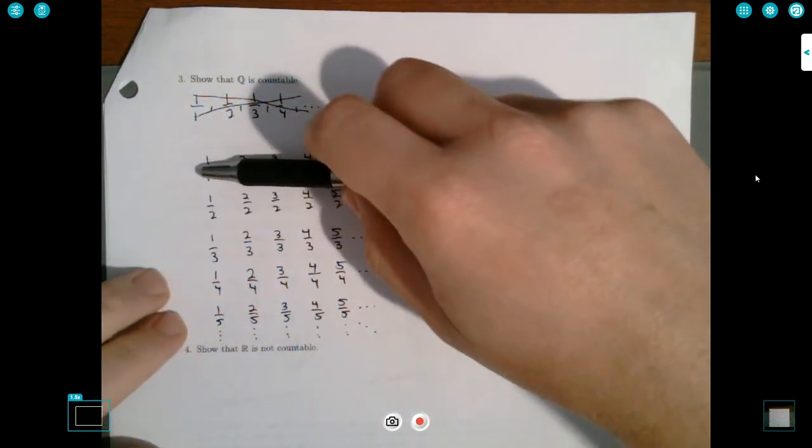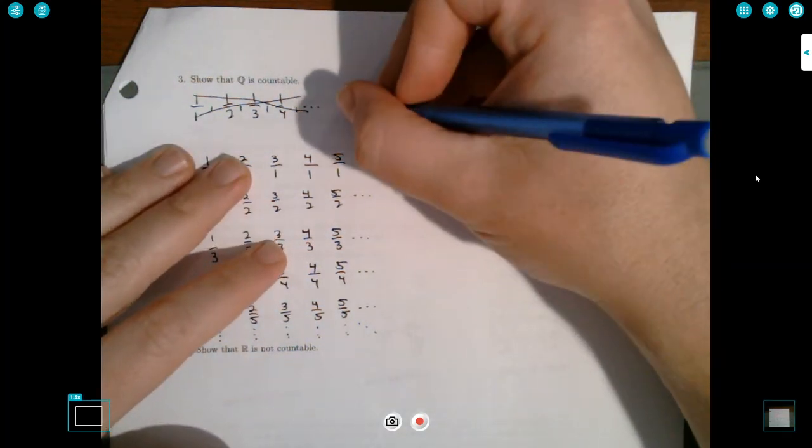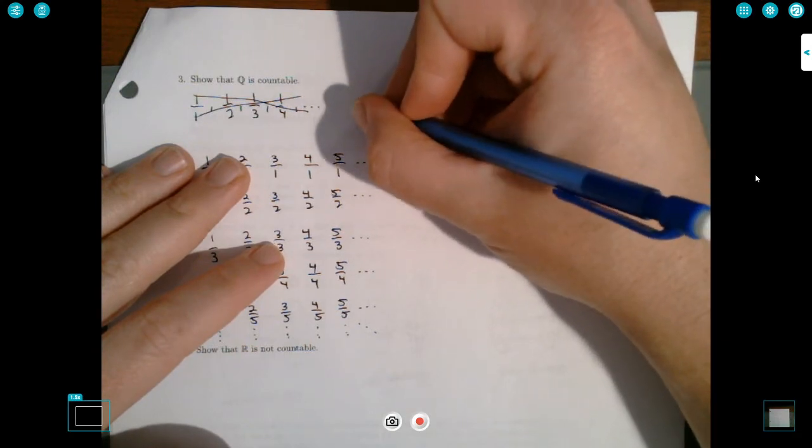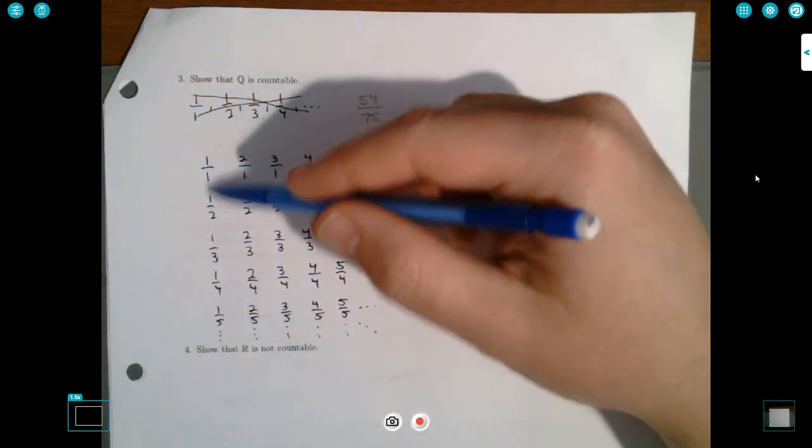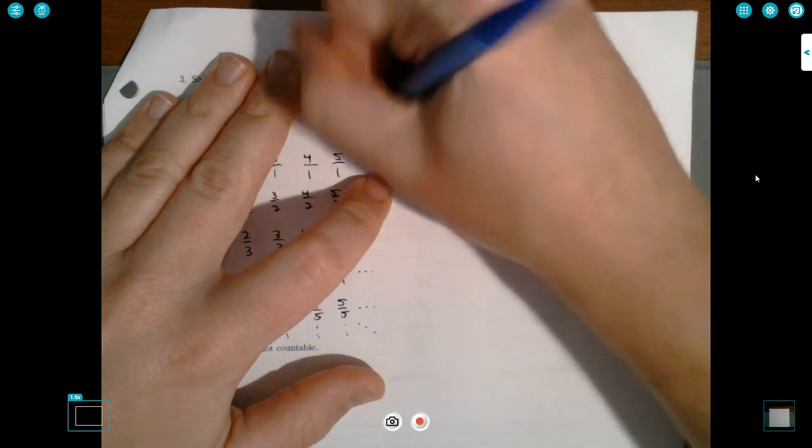For example, the number 174 over 243 would be in the 174th column and the 243rd row, right? Or other way around, I'm sorry. So let me write it down. So let's say that you wanted the number 54 over 75, right? Is that number on the list? Yes, it's in the 54th row and the 75th column.